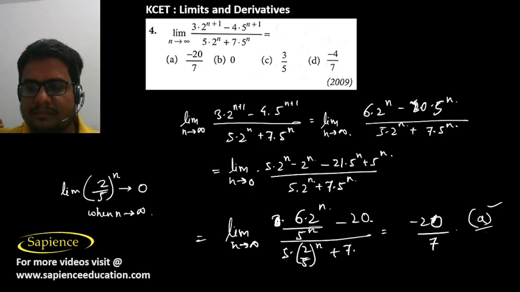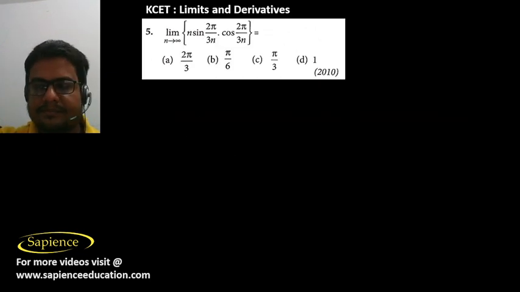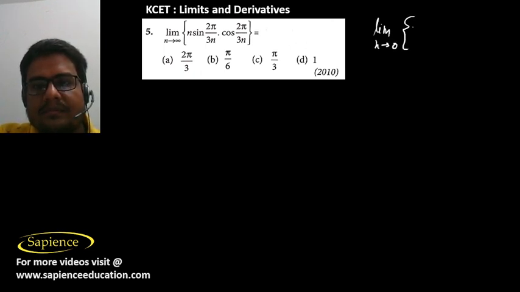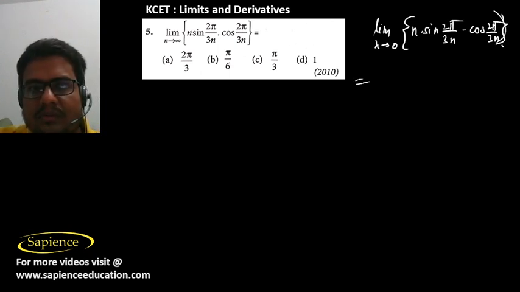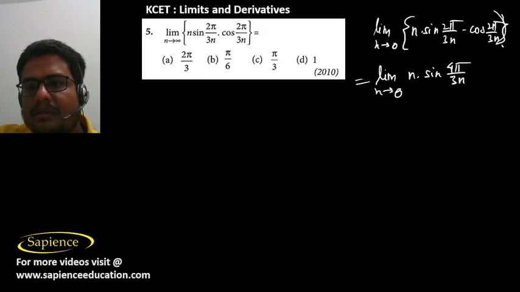Okay, then question 5: limit n tends to infinity n into sine 2 pi by 3n into cos 2 pi by 3n. So sine theta cos theta is sine 2 theta by 2. So this is limit n tends to infinity n into sine 4 pi by 3n divided by 2.